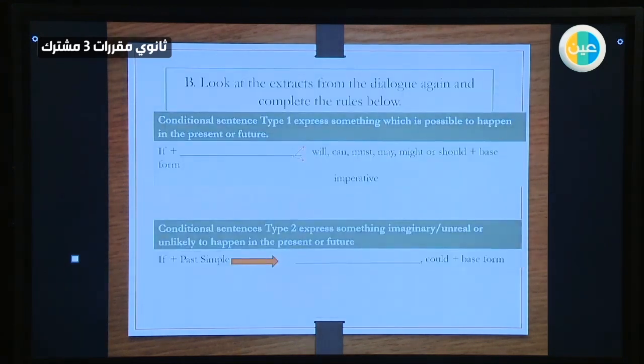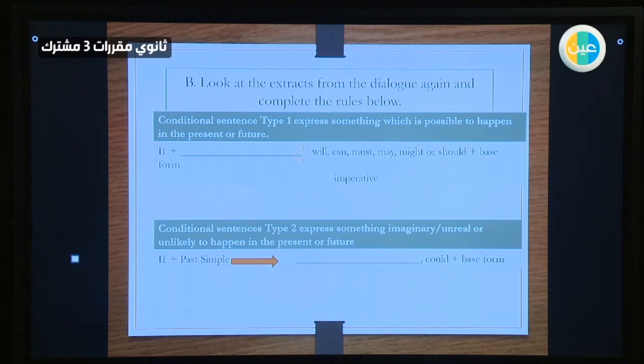Okay, so what does that mean? These are sentences of type 1 and type 2. This is what you call it, type 1, type 2. Let's study it as a form, as a model. It's like conditional sentence type 1. What does the first type express? Something which is possible to happen, normal, possible to happen in the present or future, something normal and possible.